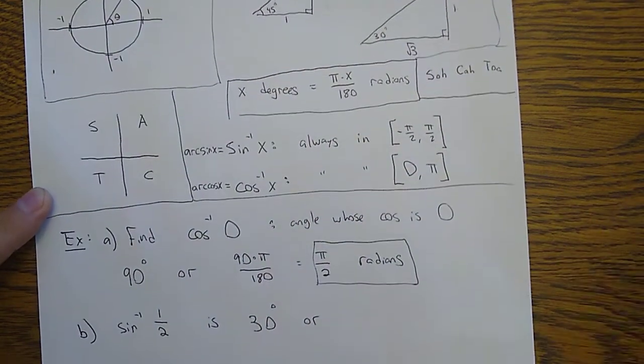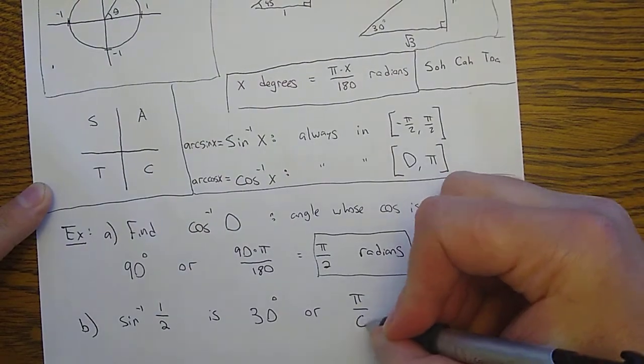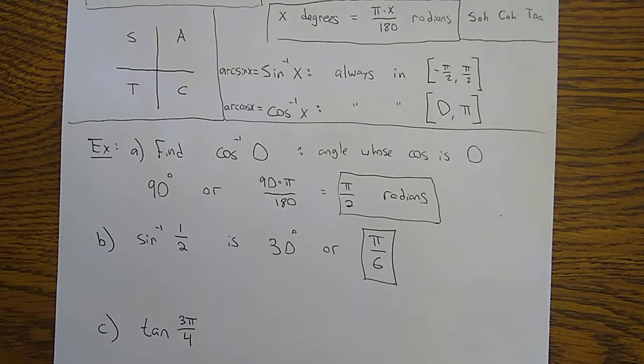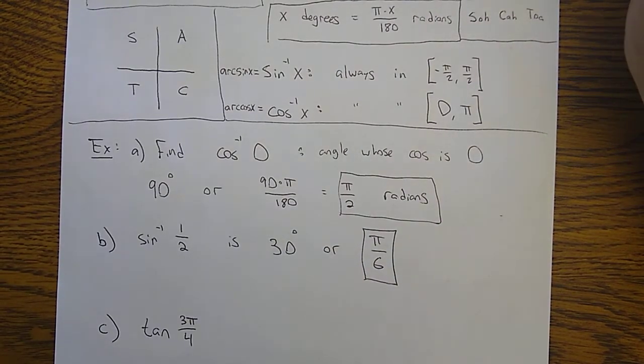And again, we should convert this to radians. If you multiply by pi over 180, you'll get pi over 6 here. Okay, so let's keep going.